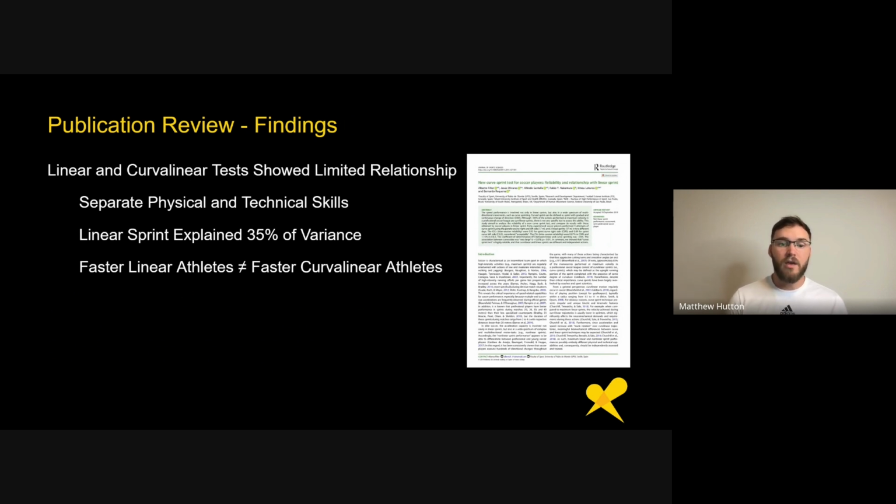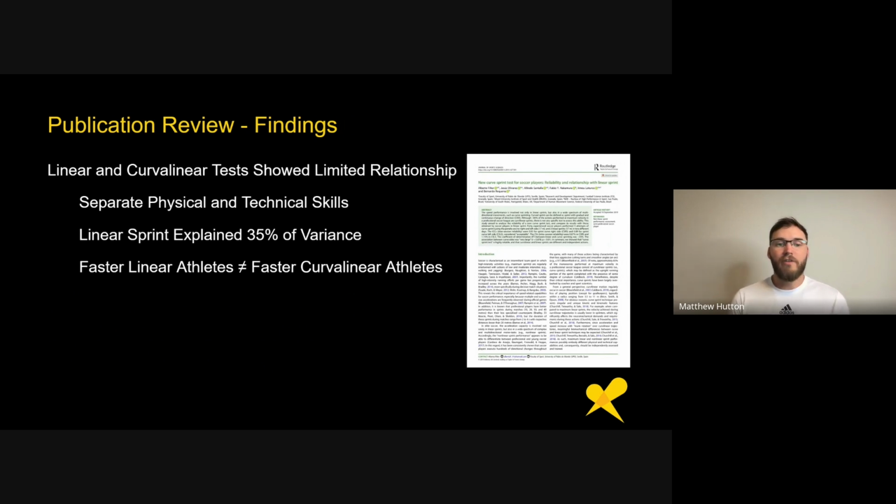And so what they're saying is that there's a lot of technical element to it. The ability to run a curved sprint, and this was shown in a baseball study previously as well. It's not just how fast you are, it's a skill to be able to neurologically perceive what the angle of your curve is that you're running, and also how well your body's responding to the forces that you're demanding of it.